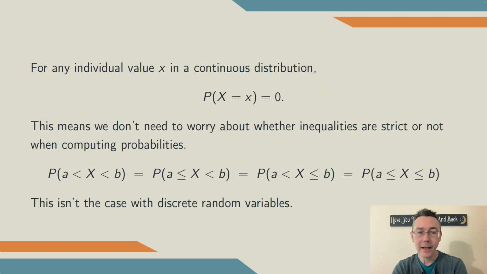For any individual value x in a continuous probability distribution, the probability that X is equal to x is 0, as we mentioned earlier. And that's helpful because it means we don't have to worry about whether our inequalities are strict or not. So we can be a little bit sloppy when we're computing the probability that X is between a and b. It doesn't matter if we write less than or equal to in each of those inequalities. Now, that is not the case with discrete random variables, so fair warning there. This only applies to the continuous case.